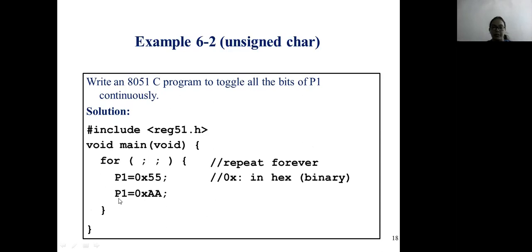Now the third example is writing an 8051 C program for toggling bits on port 1 continuously. For this you have to toggle continuously, so you cannot define a range for the loop. You will simply make your loop blank and just define the toggling of bits. So 55 toggled value is AA.